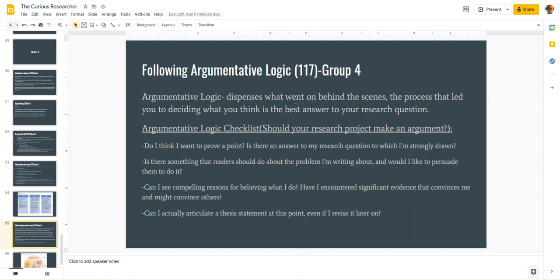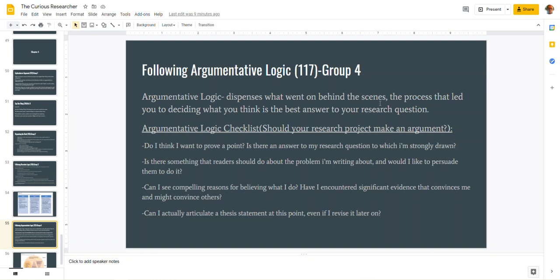Argumentative logic dispenses what went on behind the scenes, the process that led to you deciding what you think is the best answer to your research question. Usually, here's the checklist from the textbook. Do I want to prove a point? Is there something that the reader should do about the problem I'm writing about? I would like to persuade them.